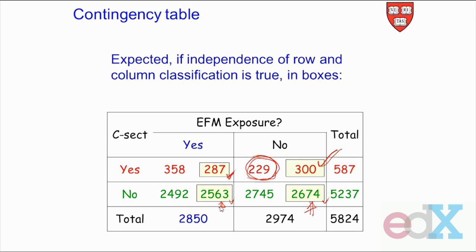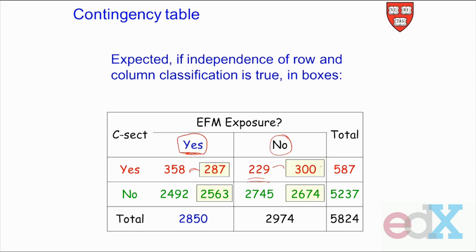Compare those to what you actually observed. So compare the 300 to the 229. It looks like there were a few more expected than we actually saw. So in the no, we came up short. Whereas in the yes, we've come up much bigger than expected. We expected 287 and we're seeing 358.